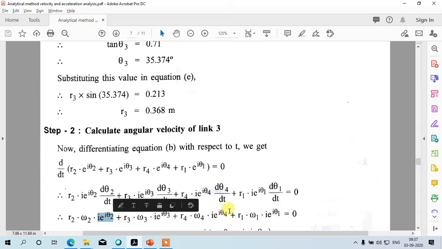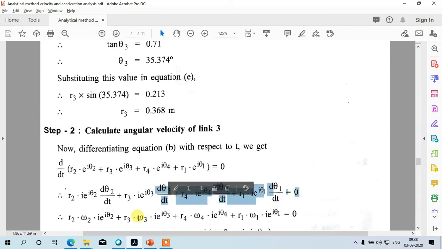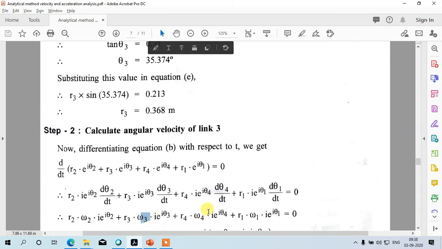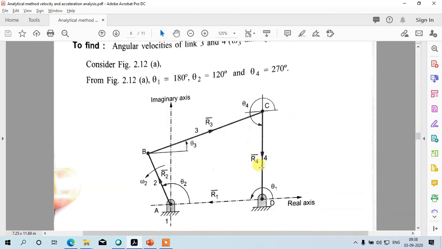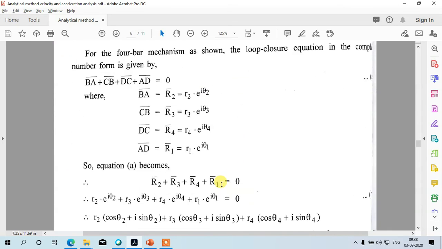Likewise, for the remaining terms the same procedure applies: d theta 3 by dt is omega 3, d theta 4 by dt is omega 4, d theta 1 by dt is omega 1. So what is this? Omega 2 is the angular velocity of link number 2. Of all these links, the angular velocity is omega 2 for link 2, omega 3 for link 3, omega 4 for link 4, and omega 1 for link 1.